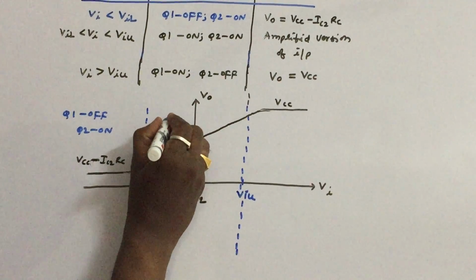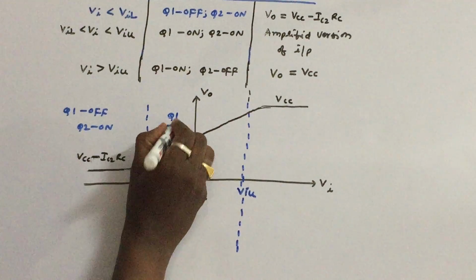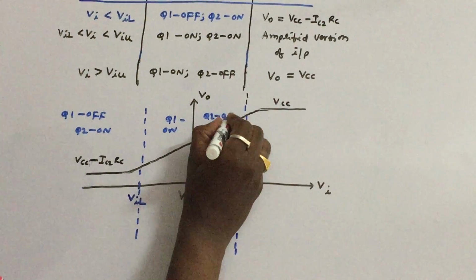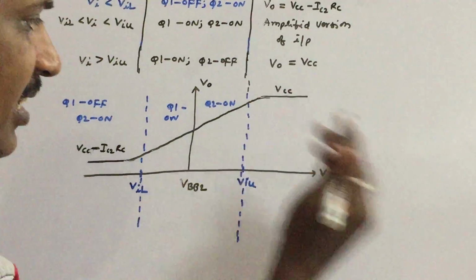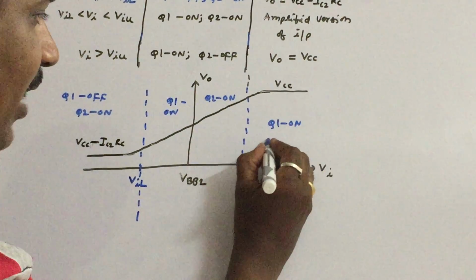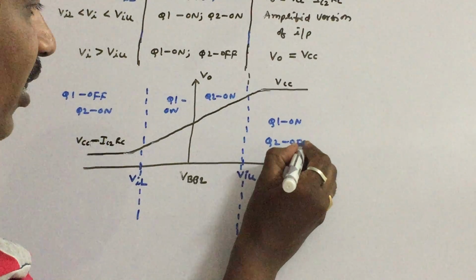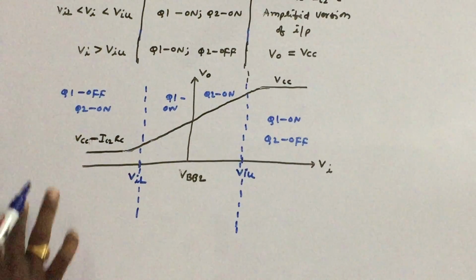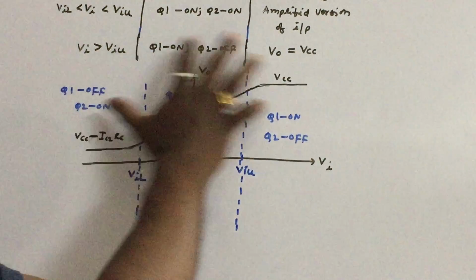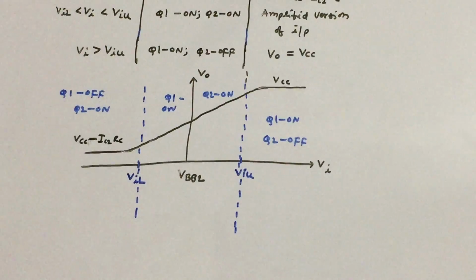In this region of input, what are the conditions? Q1 will be in on condition. Q2 transistor will also be in on condition in the middle region. In this region, Q1 will be in on condition and this region makes Q2 go into off condition. So this is a smooth graph. This is called the transfer characteristics graph of the emitter coupled clipper. You have to mention this in the examination.